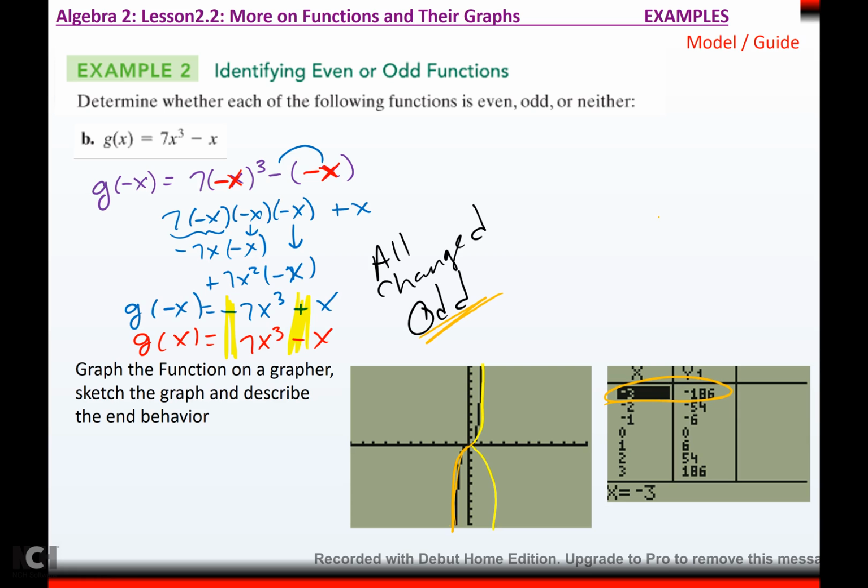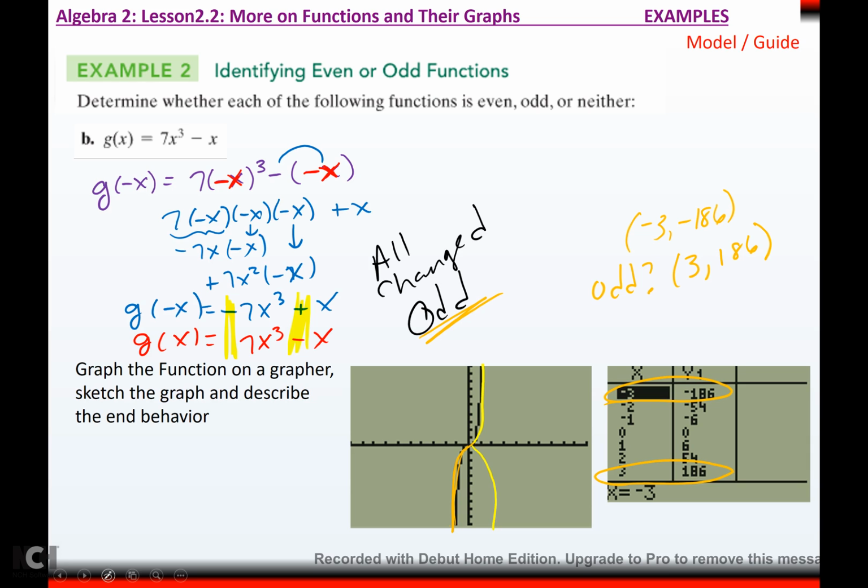If I look at this ordered pair, -3, -186, and I'm checking to see if my function is odd, change both signs, 3 and +186, and check the table. If that point is on there, then it proves that my function is odd.